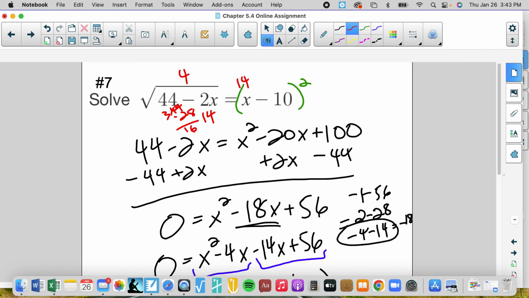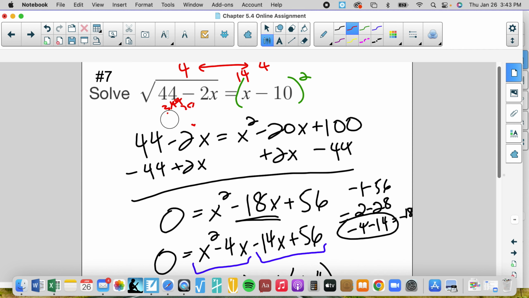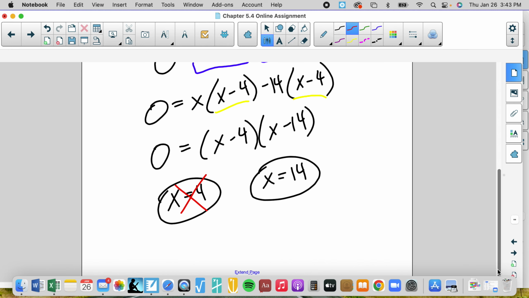I'm plugging in 14. 14 minus 10 is 4. These are the same values. So that works. No, that's right. We can leave that. So I know 14 is my solution. That worked. So I'm going to put that in the solution set. So 14 is the only solution for number 7.